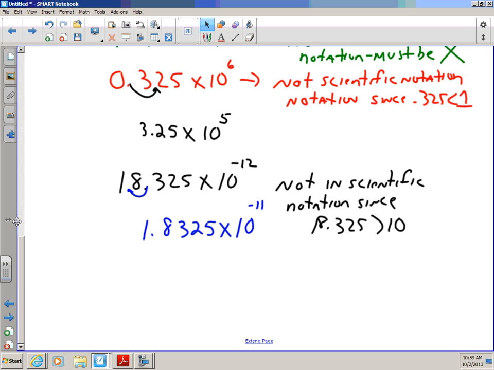So that is a summary of scientific notation. We will then work on adding, subtracting, and multiplying and dividing in the next videos.